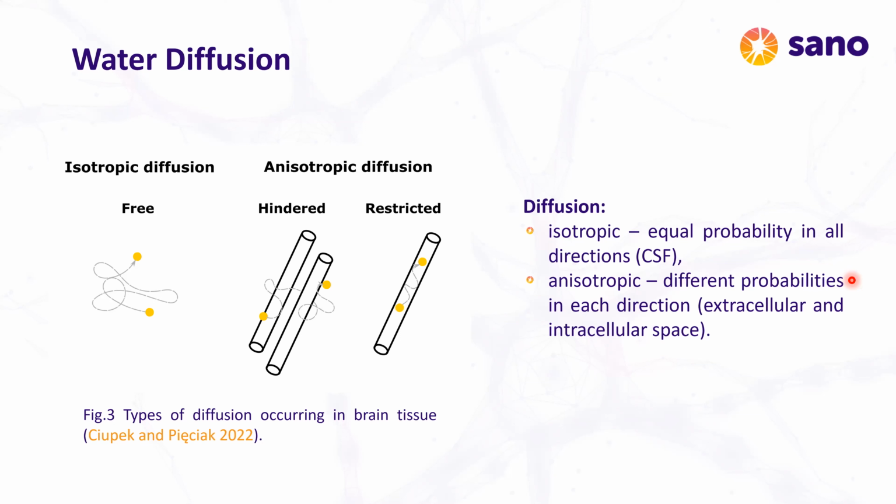In biological tissues characterized by a complex structure, the diffusion is mainly anisotropic, so the probability of displacement is different in each direction. And additionally, in the case of nervous tissue, diffusion of water molecules is faster in the direction parallel than perpendicular to the axis of axons. Two types of anisotropic diffusion can be distinguished: hindered and restricted. The hindered diffusion occurs in extracellular space and restricted in intracellular space.